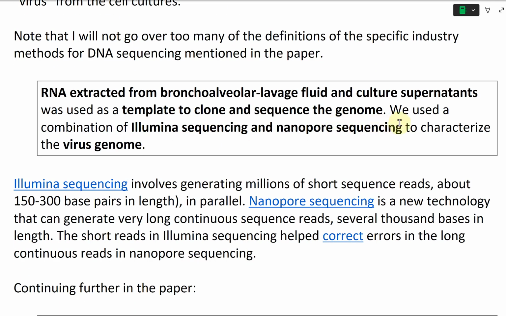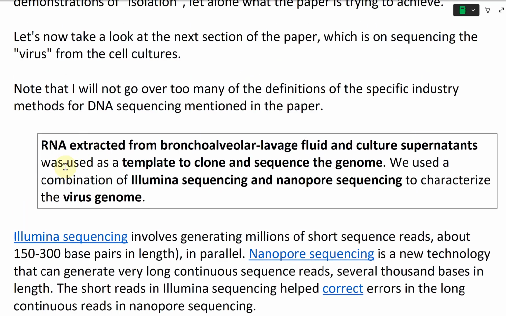All right, so RNA extracted from bronchoalveolar lavage fluid and culture supernatants was used as a template to clone and sequence the genome. And we used a combination of Illumina sequencing and nanopore sequencing to characterize the virus genome. Basically, it takes the RNA from the airway fluid samples and the culture supernatants, and then somehow assumes it's used as a template, and then it clones a million times, and then somehow you sequence the genome using these two technologies.